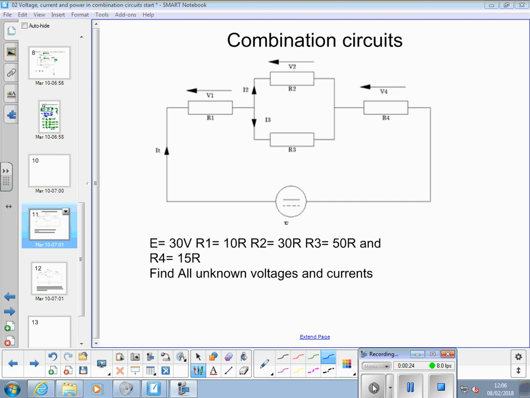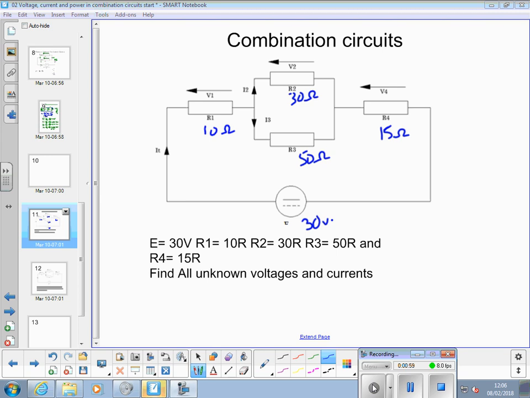So we're being asked here, give some values. E is 30 volts, R1 10 ohms, R2 30 ohms, R3 50, and R4 15 ohms. So that's the information we'll be given, all the resistor values and the supply voltage. Find all unknown voltages and currents.